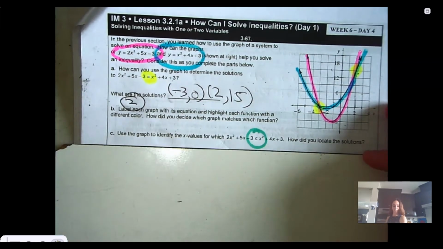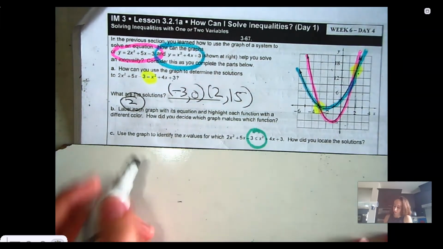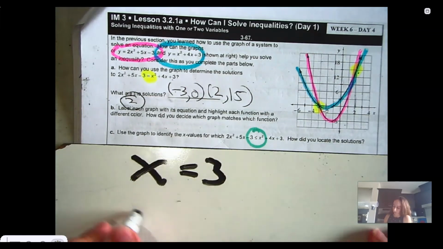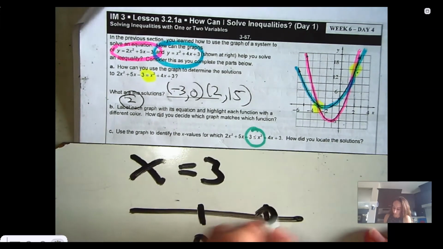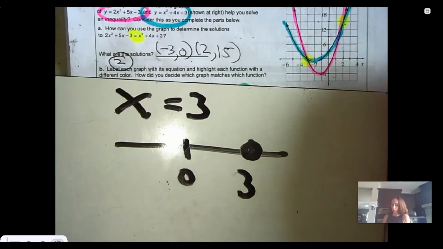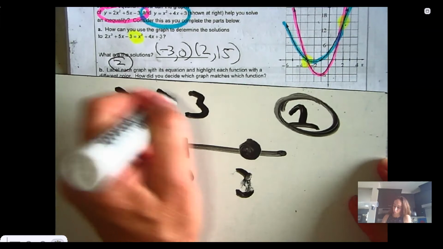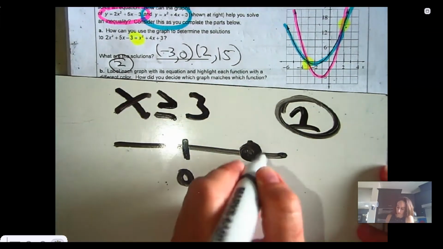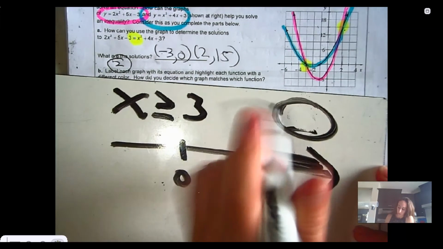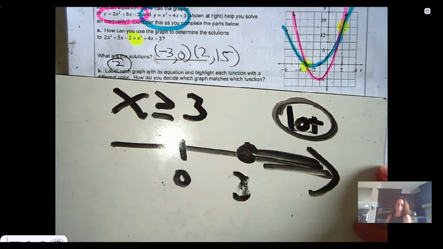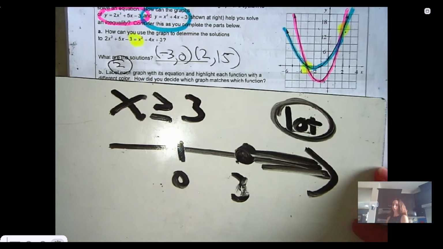Great. But now what they're going to say is, okay, instead of it being equal to each other, they're going to be less than or equal to. So let's do an example. If I had x equals 3, you would go to 3 on the number line, and x equals 3. How many solutions did you get? 1. But if I have x is greater than or equal to 3, then it's everything over here. Now I kind of have a lot because it's any number bigger than 3.